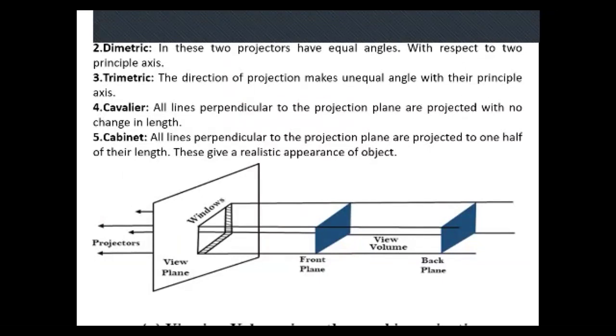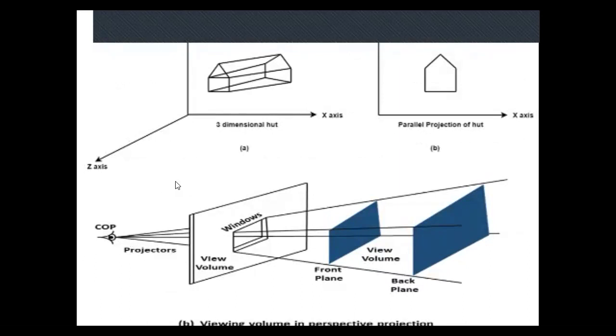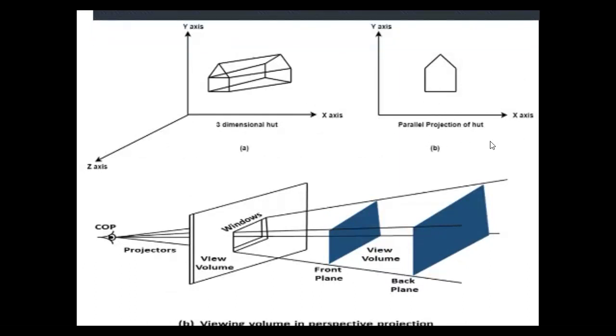In cavalier projection, all lines perpendicular to the projection plane are projected with no change in length. In cabinet projection, all lines perpendicular to the projection plane are projected to one half of their length. These give a realistic appearance of the object. Here you can see the viewing volume in orthographic projections. Now you can see a three-dimensional projection, and we convert it to a two-dimensional parallel projection of Earth.